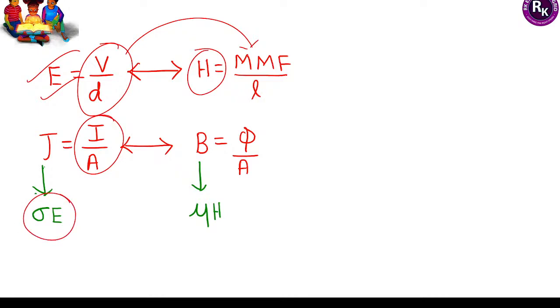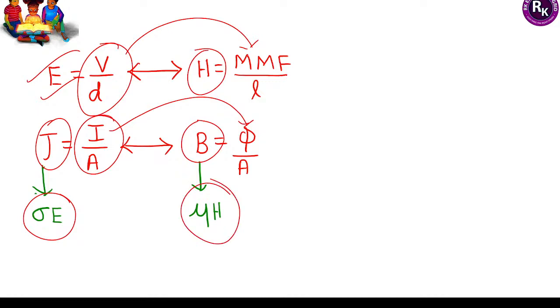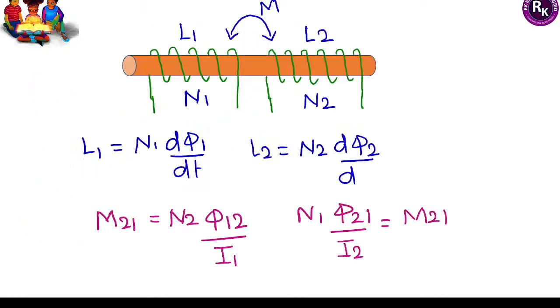And next, correspondingly, in place of current density, here we are considering magnetic flux density. And in place of current, we will be considering flux. And B can be defined as B is equal to mu into H. Some of the relations that you must learn.